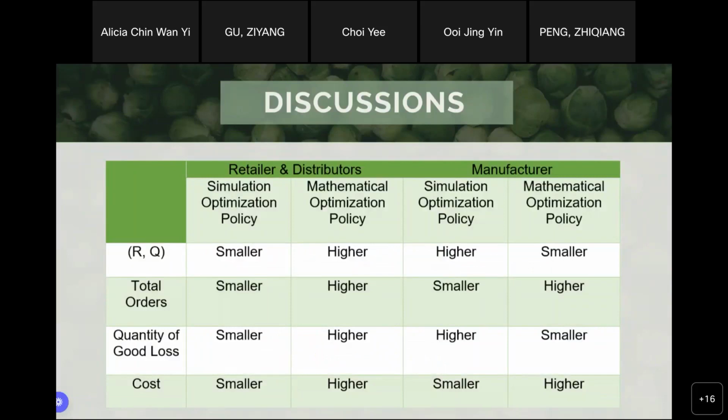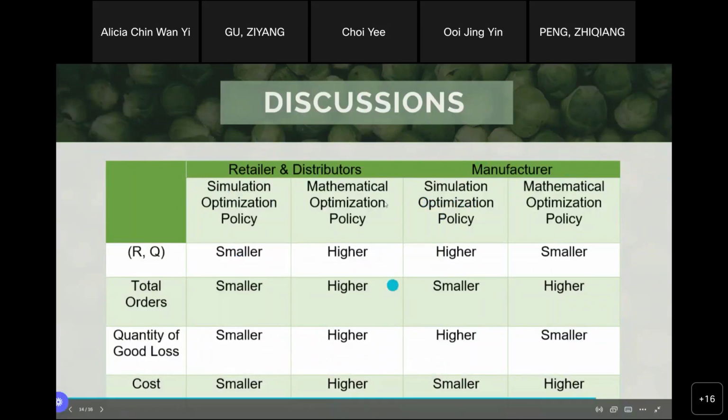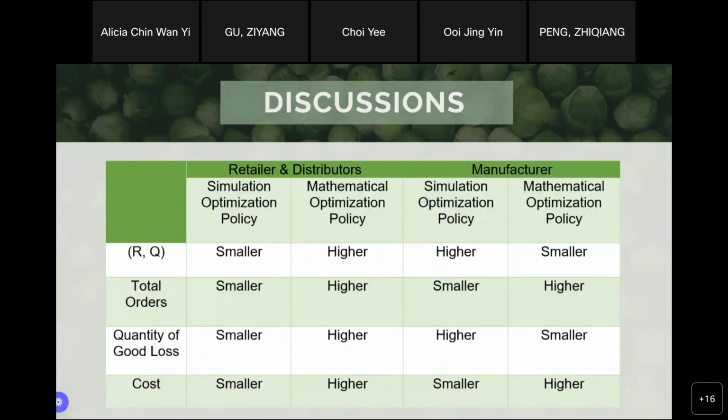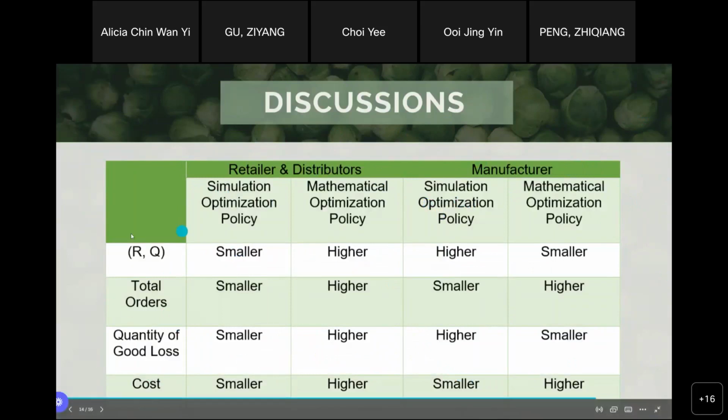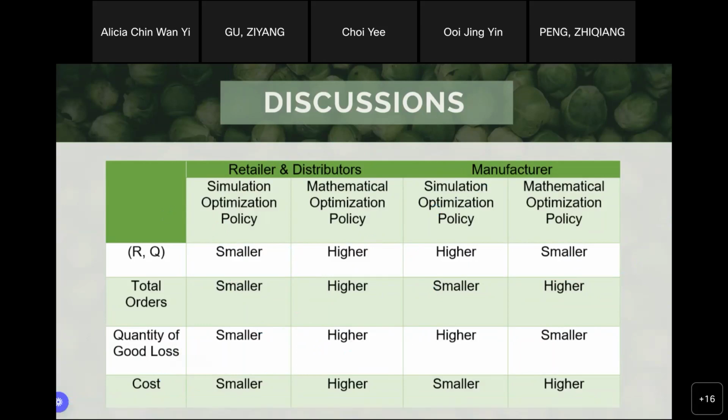For the discussion part, we are going to talk about the comparative analysis of the simulation policy and the mathematical policy. We divide it into two parts: the retailer and distributors side, and the manufacturer side. Based on the results we mentioned earlier, the RQ policy, total orders in each node, and quantity of good loss in simulation optimization for retailers and distributors are smaller than in the mathematical optimization policy. Thus, the cost of the simulation optimization policy for retailers and distributors is lower.